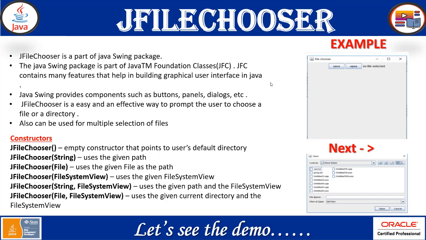Now let's take a look at the JFileChooser. JFileChooser is a part of the Java Swing package. It is basically a sub-part of Java Foundation Classes, JFC, which contains many features that help in building graphical user interfaces in Java. These are components such as buttons, panels, and dialogues. JFileChooser is one of the effective ways to prompt the user to choose a file or a directory. Also, you can use it for multiple selection of files.